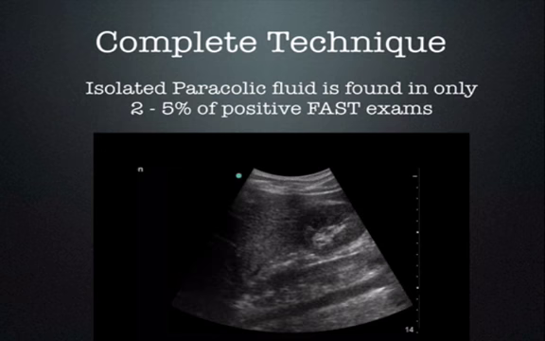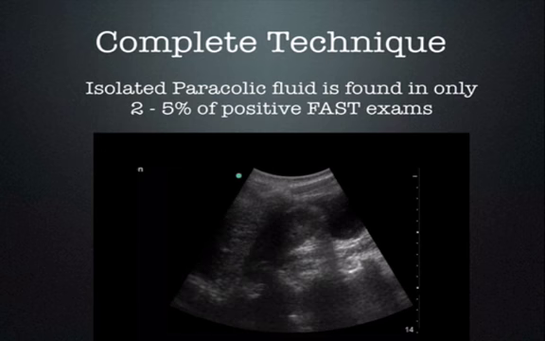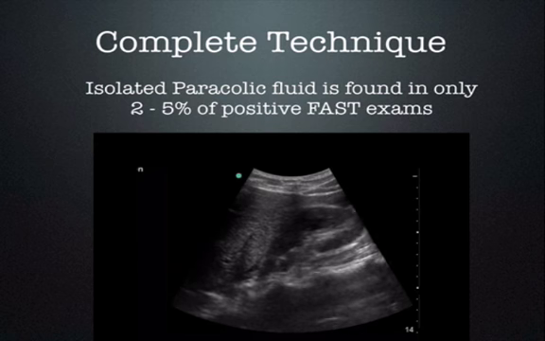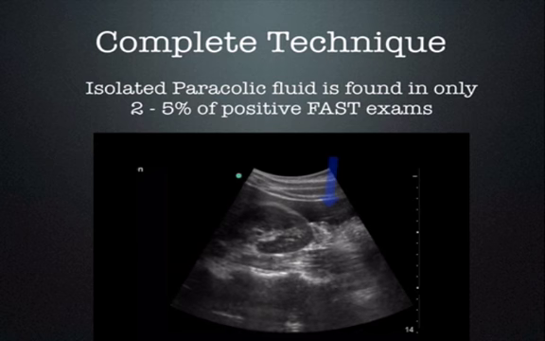Well, if you look only in Morrison's pouch, you'll miss the fluid. You have to have a complete technique. And as we slide towards the inferior pole of the kidney, we see that there's a large amount of fluid at the inferior pole of the kidney in the paracolic gutter.